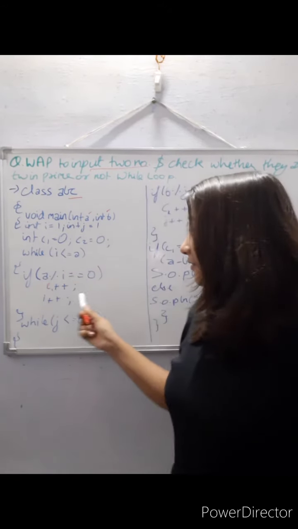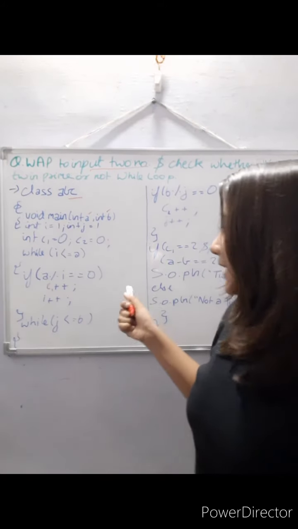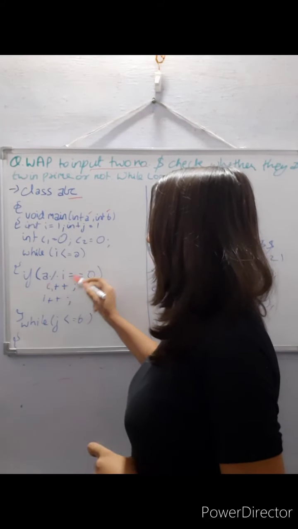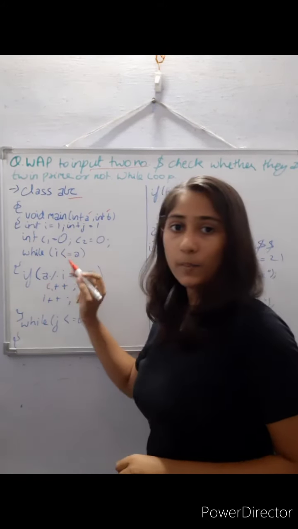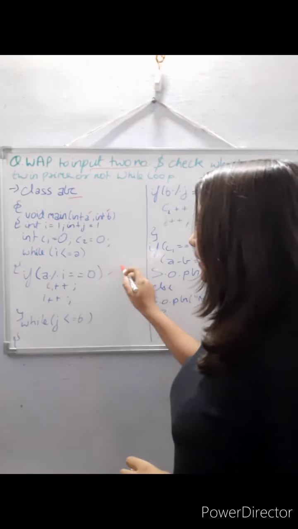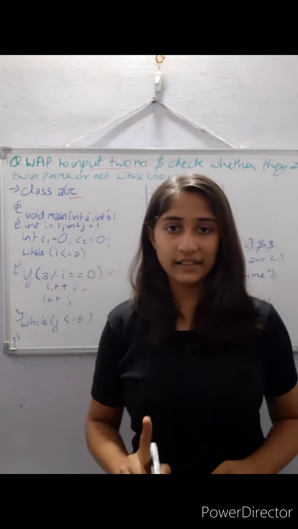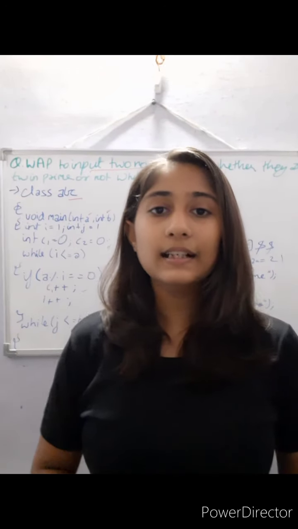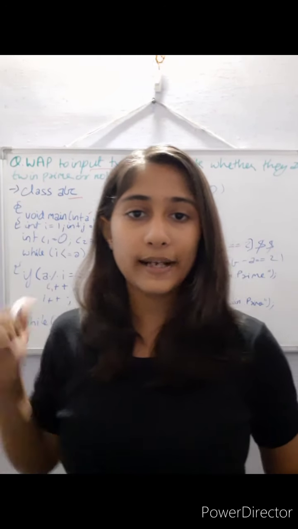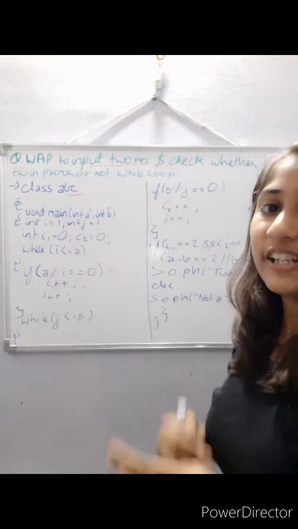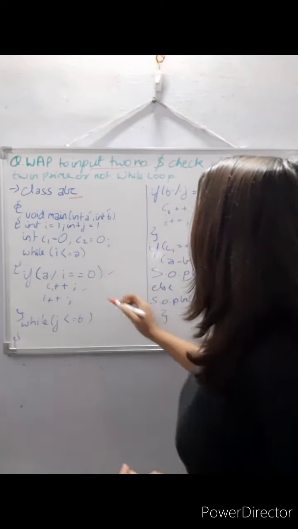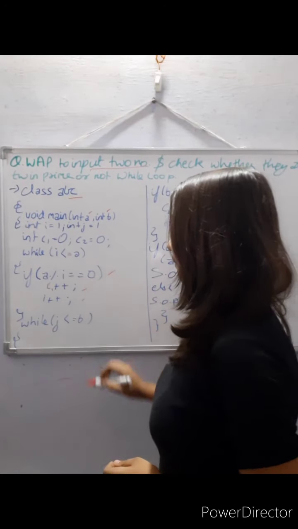Why have we done this? This checks if number A is divisible by any number running in the while loop I. So if the remainder is 0, then we are going to count that number in C1. And as I've told you earlier, the counter should be 2 for the number to be a prime number. So we'll check that later. Then we are going to update the value of I.